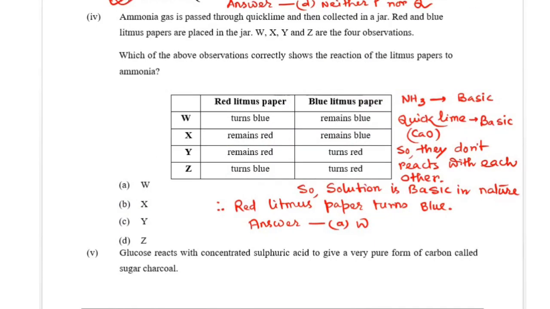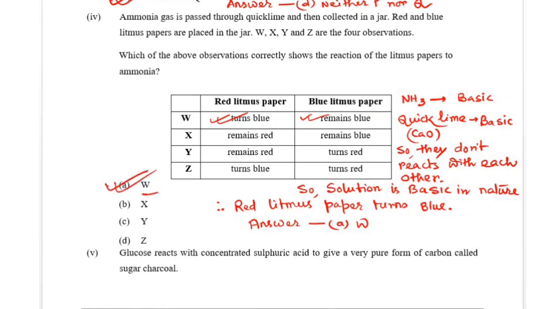Ammonia gas is passed through quicklime and then collected in a jar. Red and blue litmus papers are placed in the jar. W, X, Y and Z are the 4 observations. Which of the above observations correctly shows the reaction of the litmus papers to ammonia? We know ammonia is basic. Quicklime, CaO, is also basic. When ammonia is passed through quicklime, it just absorbs water from it and they don't react with each other. So the solution is basic in nature, and we know that in a basic solution, red litmus paper turns blue. So the right answer is W. Red litmus paper turns blue and blue litmus paper remains blue. Therefore, the right answer is option A, W.